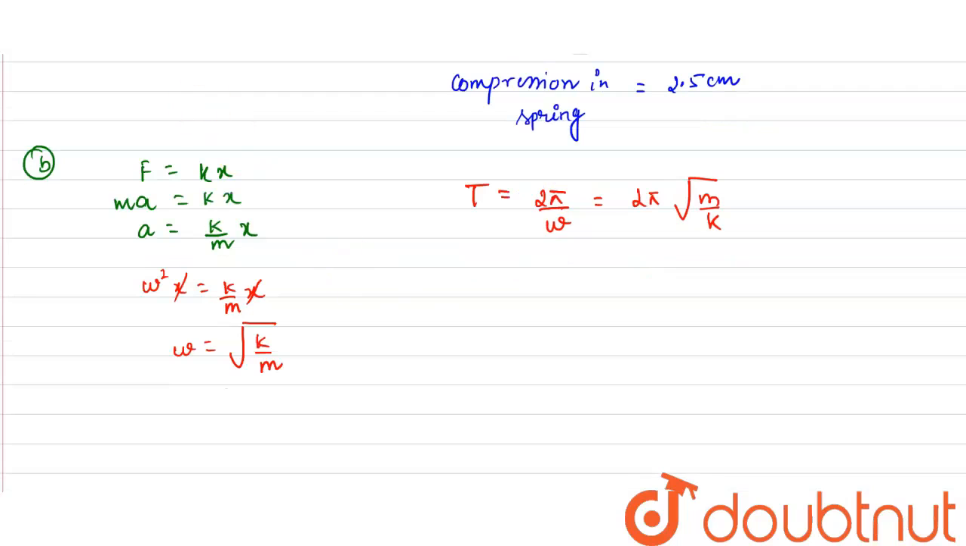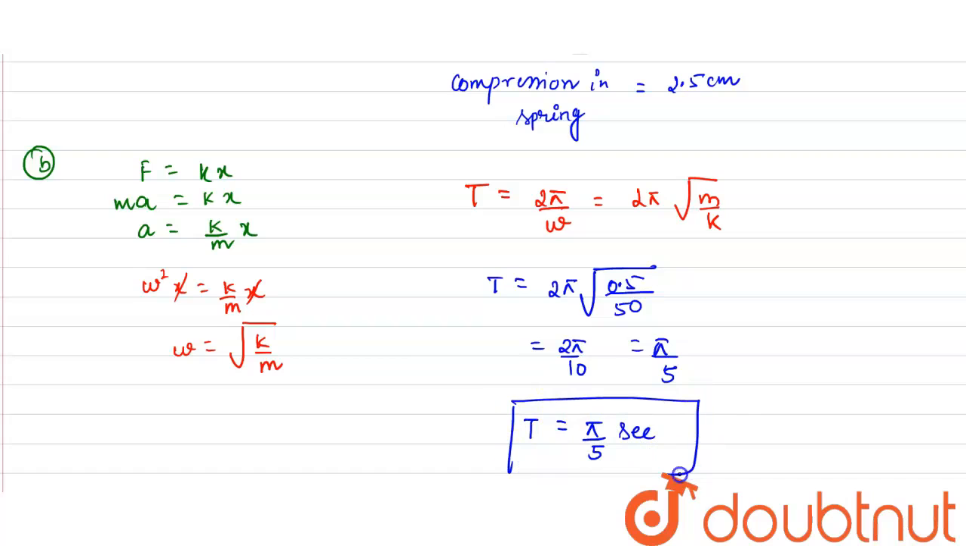Now from here, substitute the respective values. The time period will be 2 pi under root m, which is 0.5 kg, and k is 50. So from here we get 2 pi by 10, or pi by 5. So the time period of the oscillation comes out to be pi by 5 seconds. This is the required time period of the oscillation.